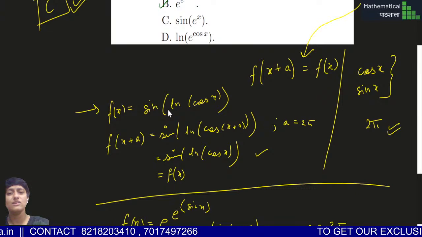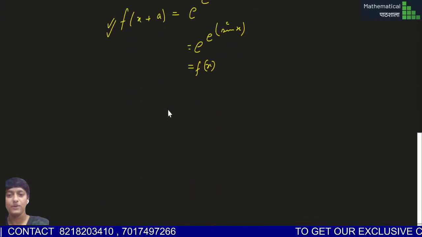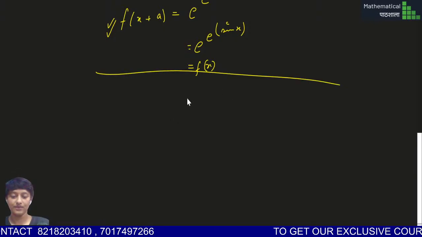Option D is log of natural log of e raised to the power cos x. So, A, B, C, D.